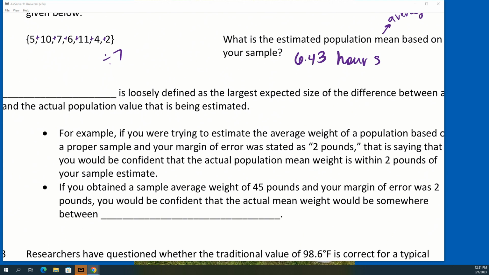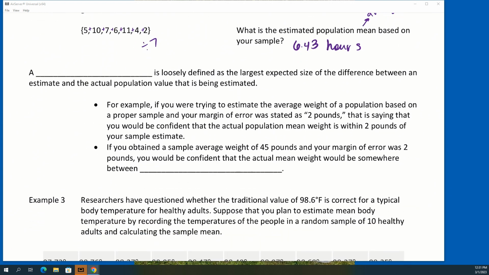Okay, so the last thing we're going to talk about is margin of error. So a margin of error is loosely defined as the largest expected size of the difference between an estimate and the actual population value that is being estimated. So when we're estimating these population means and population proportions, we don't really know for sure if that's going to be the population mean, but the margin of error tells you it's going to be about this much in between. So let me show you what I'm talking about.